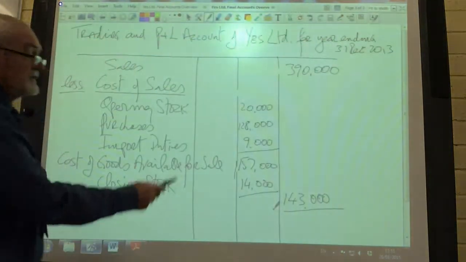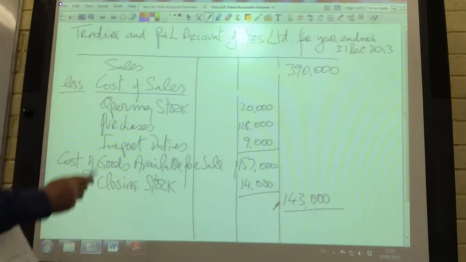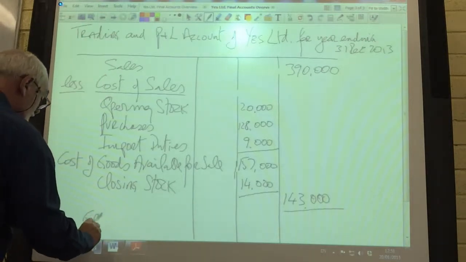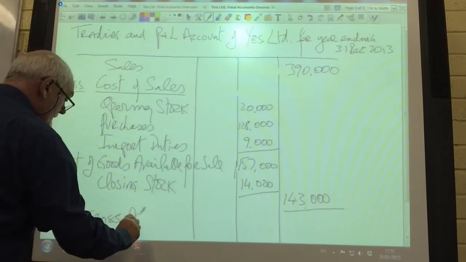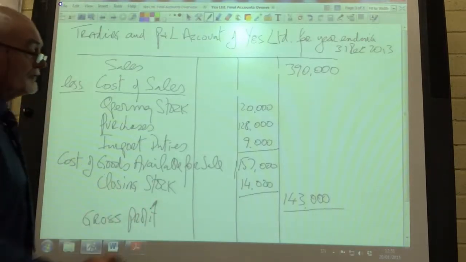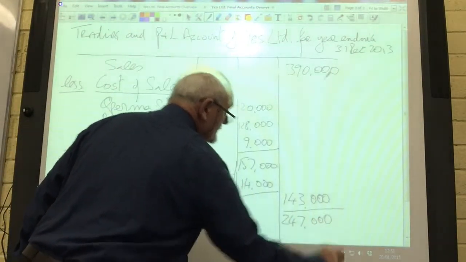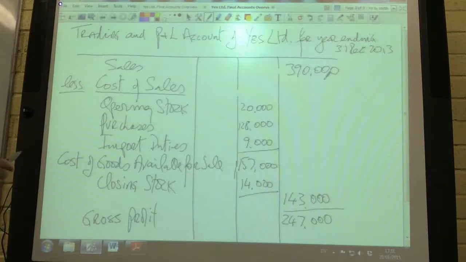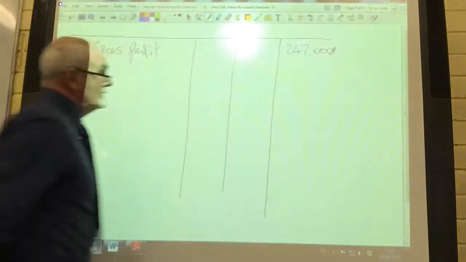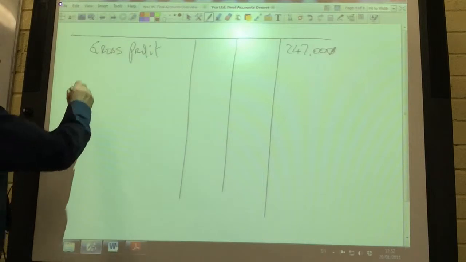So goods that cost us 143,000 we sold for 390,000, and that gives us a gross profit in our trading account, a gross profit of 247,000. Sales less cost of sales gives us gross profit. Our gross profit was 247,000, and I'm going to add any other income that we earned during the year, and in this case we earned rental income.